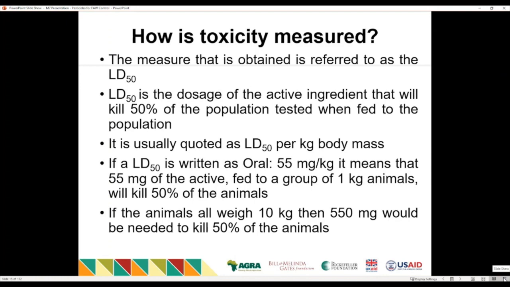If the LD50 for a product is, for example, 55 milligrams per kilogram, it means if we have an animal that weighs 1 kilogram and we feed it 55 milligrams of that product, it will then kill 50% of that group of animals. But if the animals that we're testing all weigh 10 kilograms, then we would have to feed them 550 milligrams, 10 times as much, in order to kill 50% of those animals. And this is the way in which we test pesticides before bringing them to market.